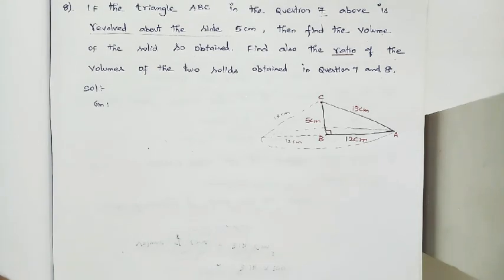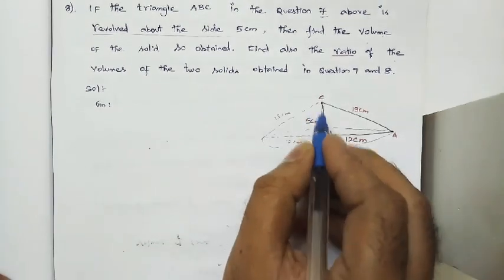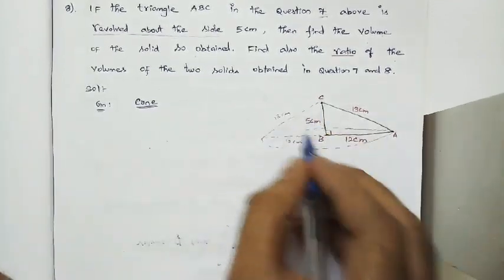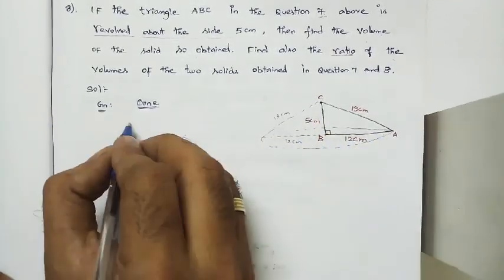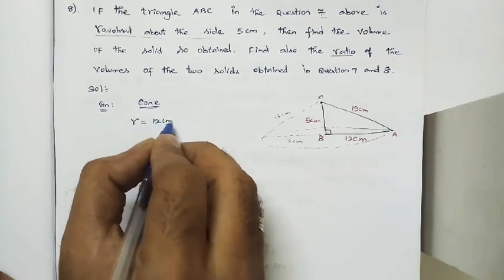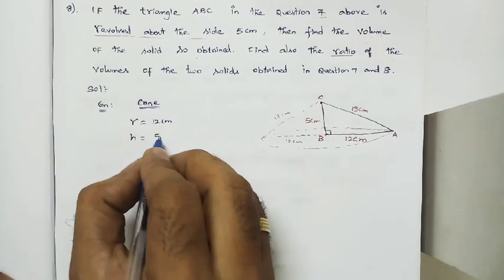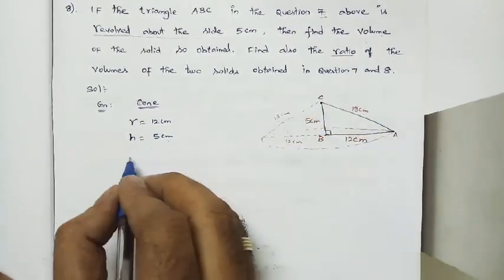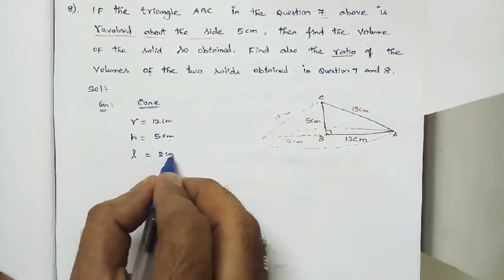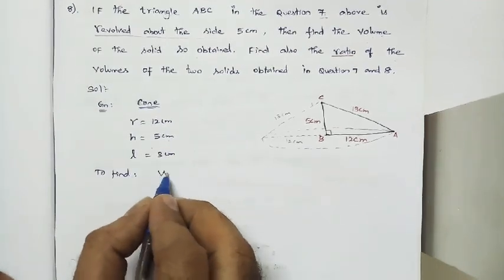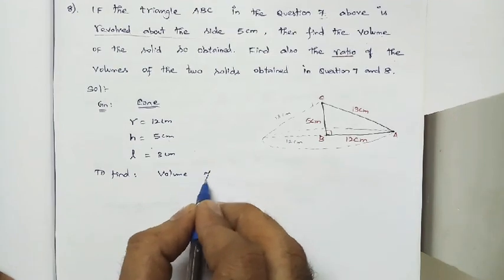So first write the given. What are the givens we are having? Here the shape is nothing but cone. The radius of the cone R is equal to 12 centimeter, height H is equal to 5 centimeter, and slant height L is equal to 13 centimeter. Now what are the things we want to find? We want to find two things. First one is the volume of cone. Next one is the ratio.